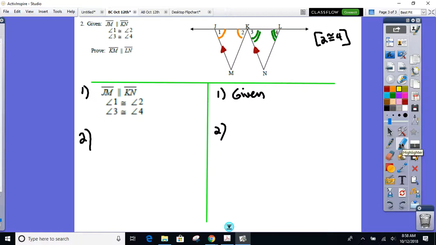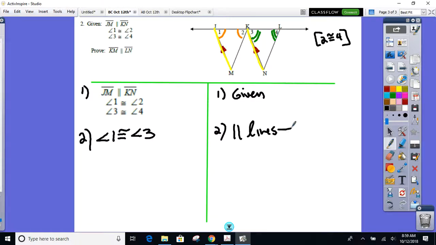2 and 3. What type of angles would they be? Here's 2. Here's 3. Aren't they on KM and KN? Right? So I don't want to use those. I only want to use angles formed by JM and KN, not other lines up here. What do you got, Catherine? 1 and 3. What type of angles are they? Okay, so they have to be congruent. 1 congruent to 3.